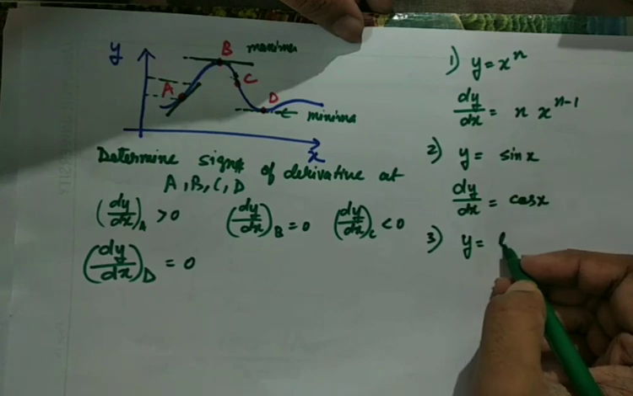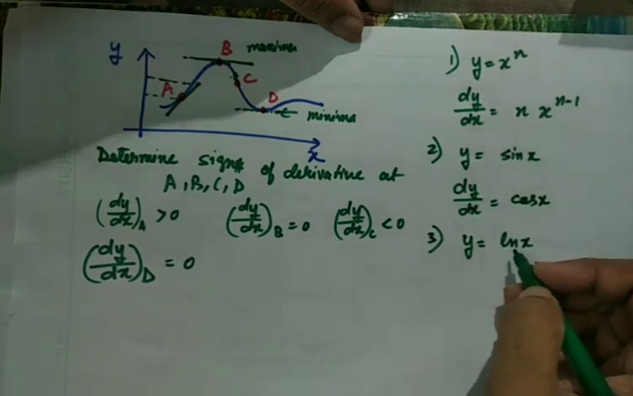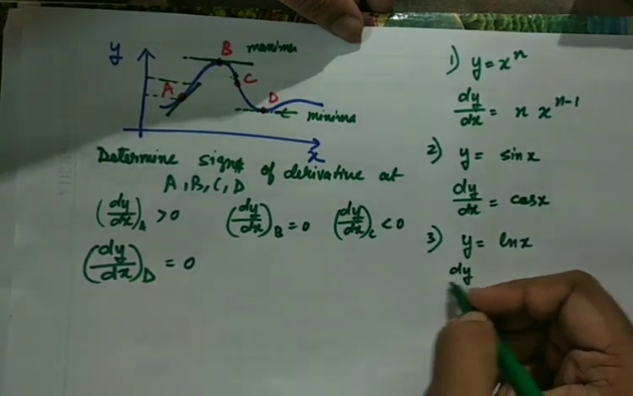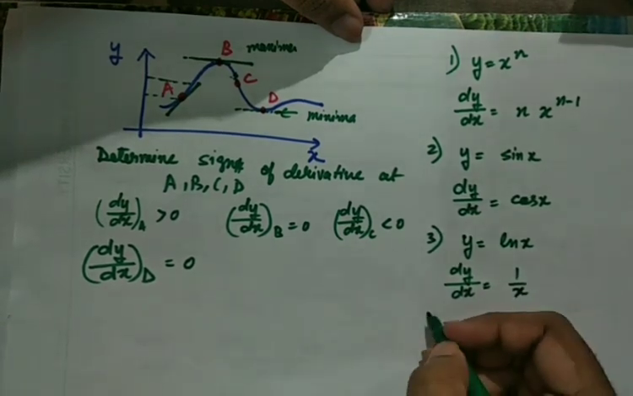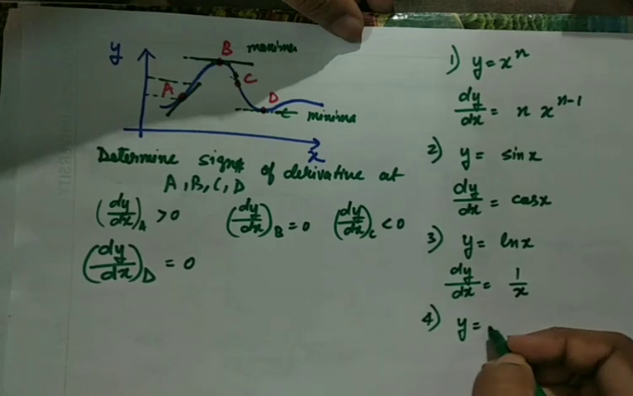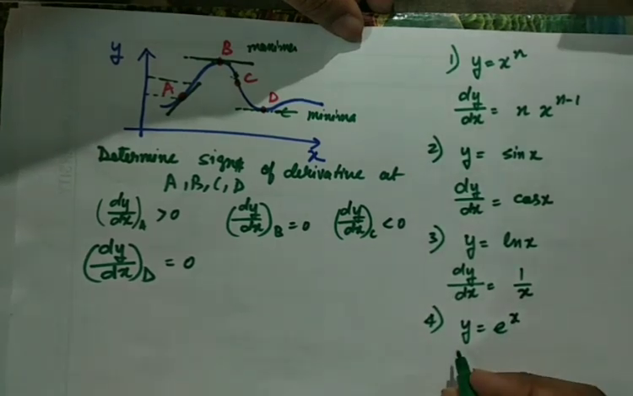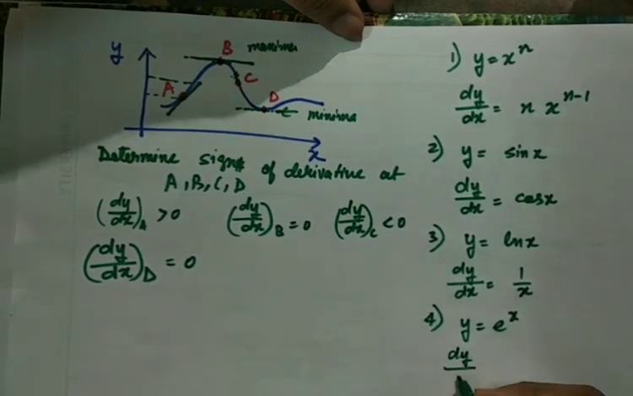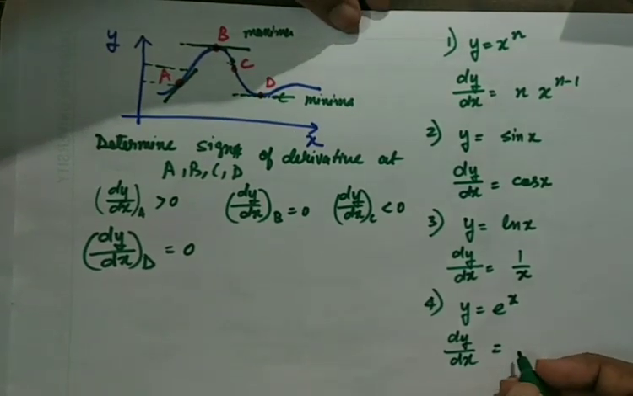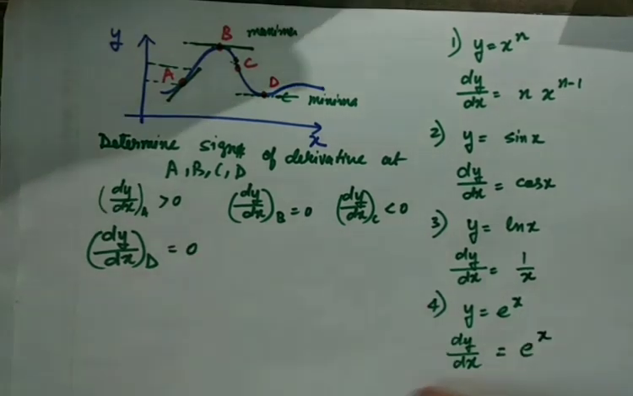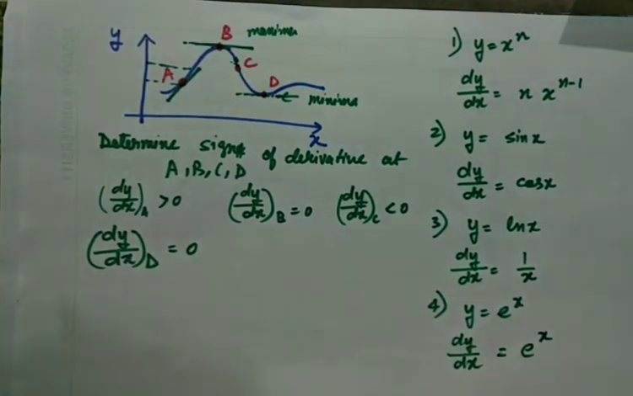y is equal to ln of x. ln means log base e. dy by dx is equal to 1 by x. y is equal to e to the power x. dy by dx is equal to e to the power x. There is no change for e to the power x.